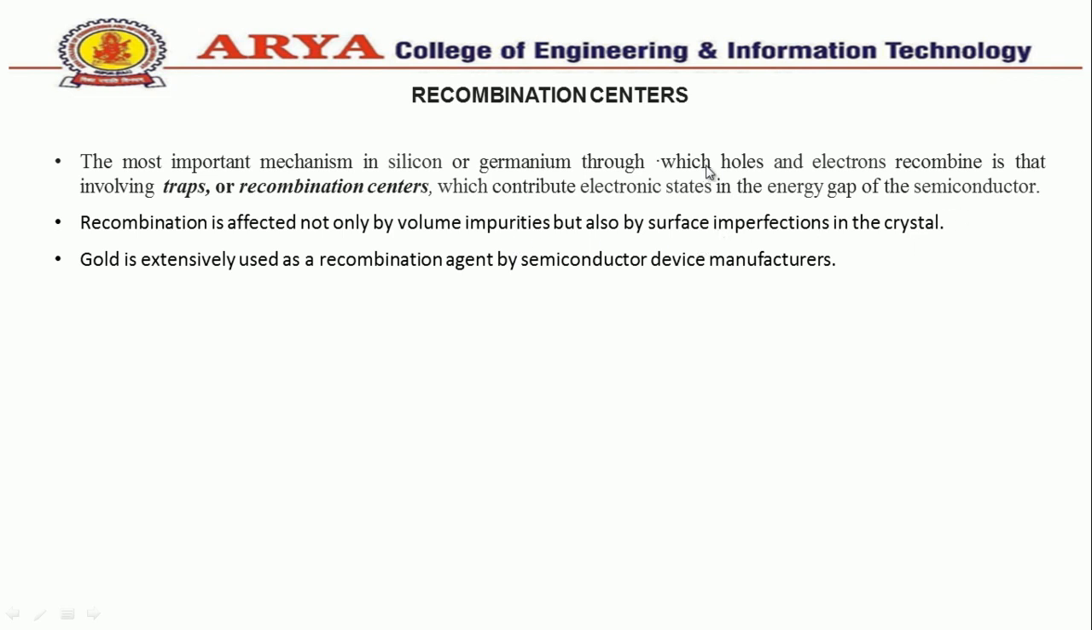Gold is an example of trap centers and is very often used as a recombination agent by semiconductor device manufacturers. Thus the device designer can obtain desired carrier lifetimes by introducing gold into silicon under controlled conditions. Carrier lifetimes, which range from nanoseconds to hundreds of microseconds, can be controlled inside a semiconductor structure.